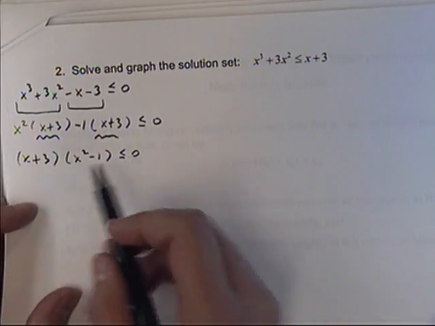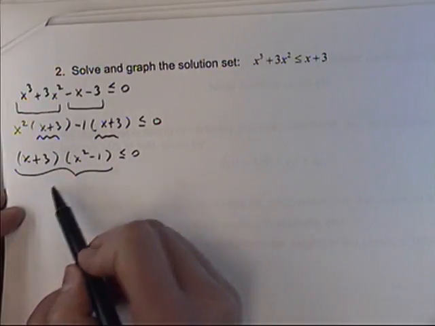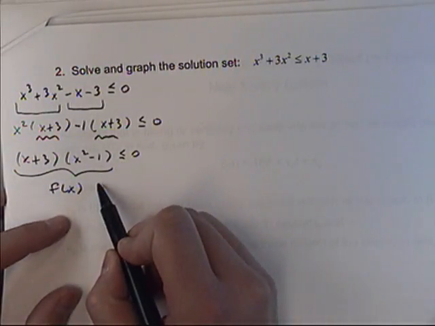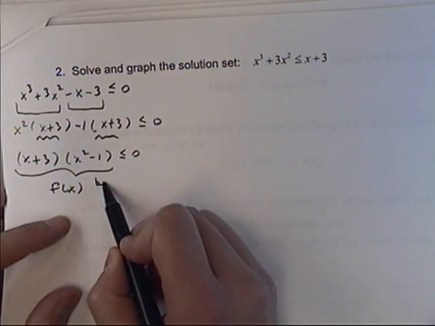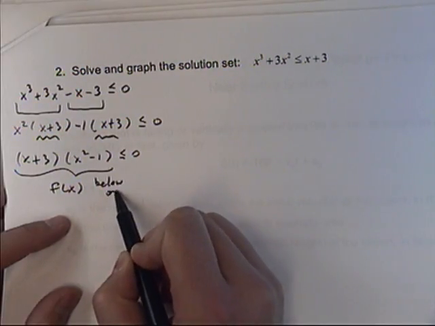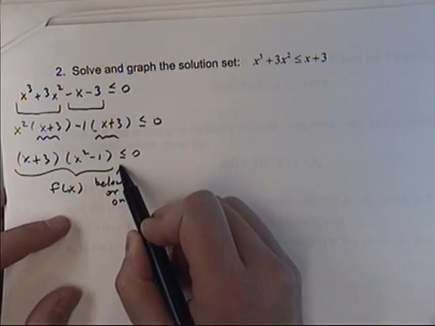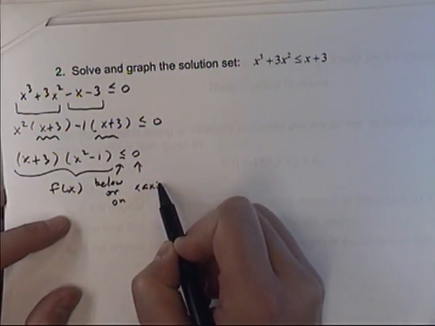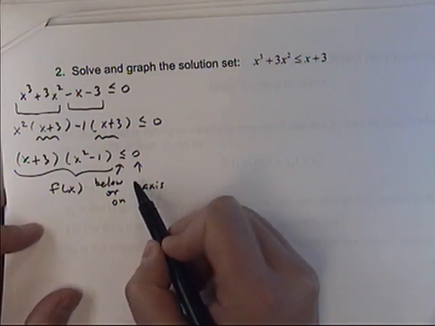Okay, now remember, we don't really look at this point at the fact that we're talking about a graph. We want to figure out where this graph, if this is our f of x, where is the graph less than or equal to, below or on the x-axis. Okay, so that's the question.